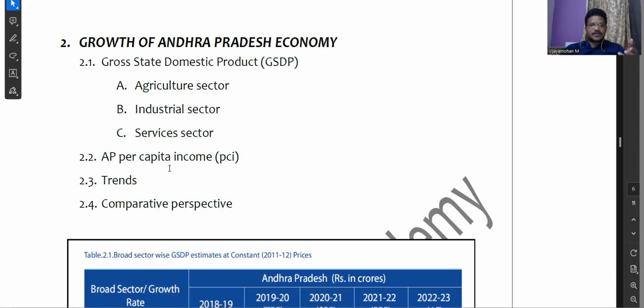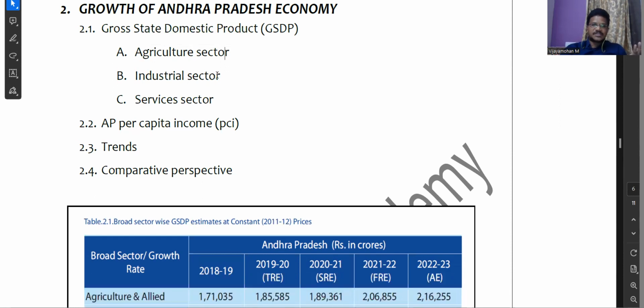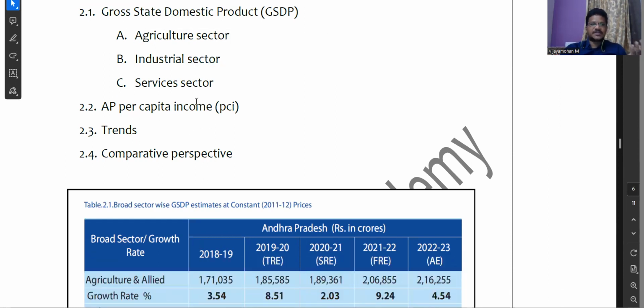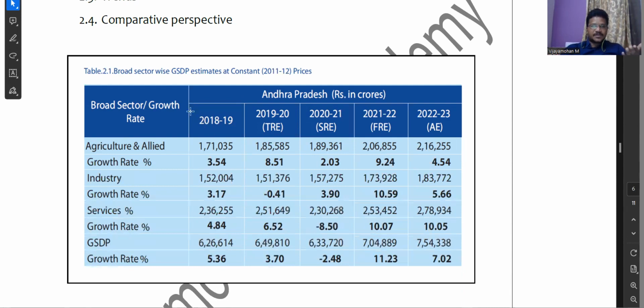Now see the second aspect, growth of the Andhra Pradesh economy. Similarly, what is the GSDP growth in agriculture sector? What is the GSDP growth in industry and services sector? And what is the per capita income? How is per capita income growing? And you have to have a comparative perspective with the Indian per capita income. What is the Indian per capita income? How much has it grown in the last 3 years? How much has AP per capita income grown? You have to look at their trends. Okay. Now I have taken it directly from the AP socio-economic survey.